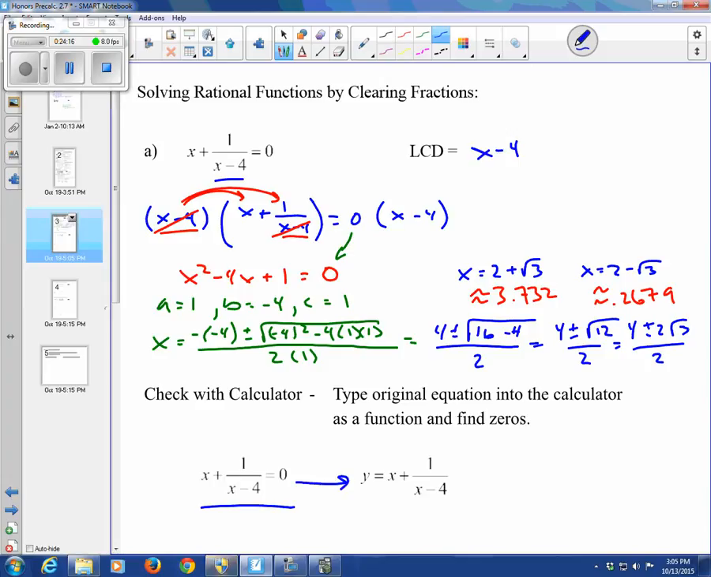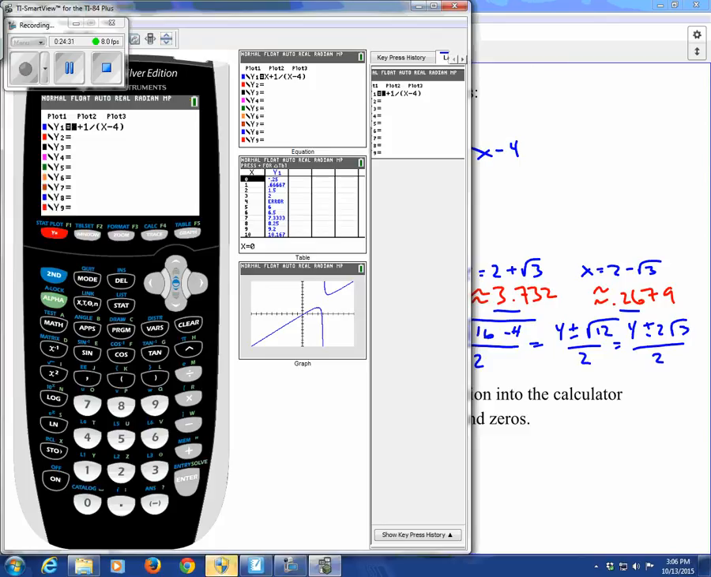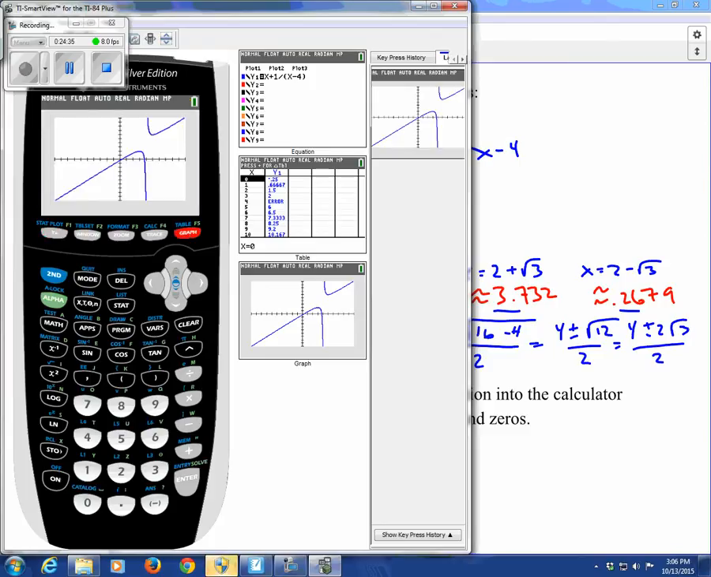Type it into the calculator, and since our equation equals 0, we can see if this function has x-intercepts that correspond to these solutions right here. So taking out our calculator, we would plug in x plus 1 divided by x minus 4, and then graph that. That gives us this graph right here.